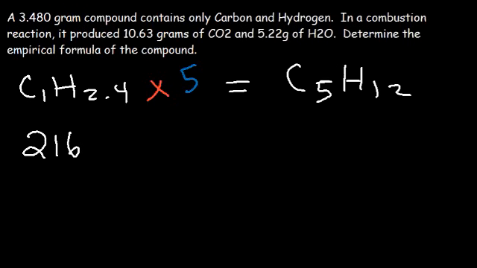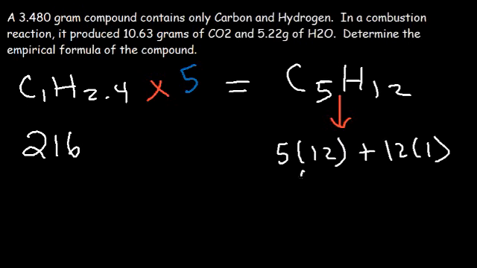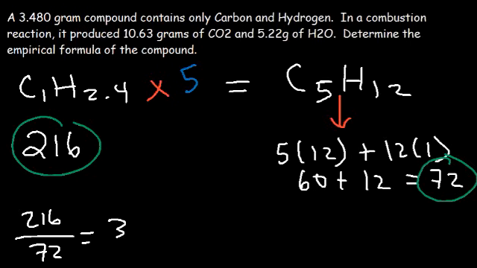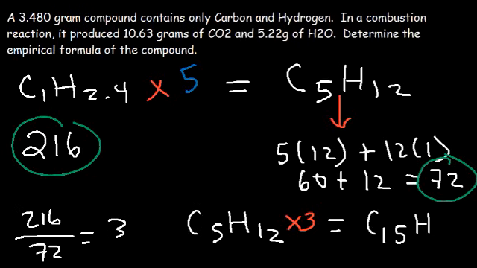First, let's find the molar mass of the empirical formula. The atomic mass of carbon is 12, and for hydrogen it's 1, but times 12. So it's 60 plus 12, which is 72. Next, take the molar mass of the molecular formula and divide it by the molar mass of the empirical formula. So 216 divided by 72 is 3. 21 divided by 7 is 3, and 6 divided by 2 is 3, so the whole thing is 3. So now we have to multiply the subscripts by 3. So the molecular formula is going to be C15H36.